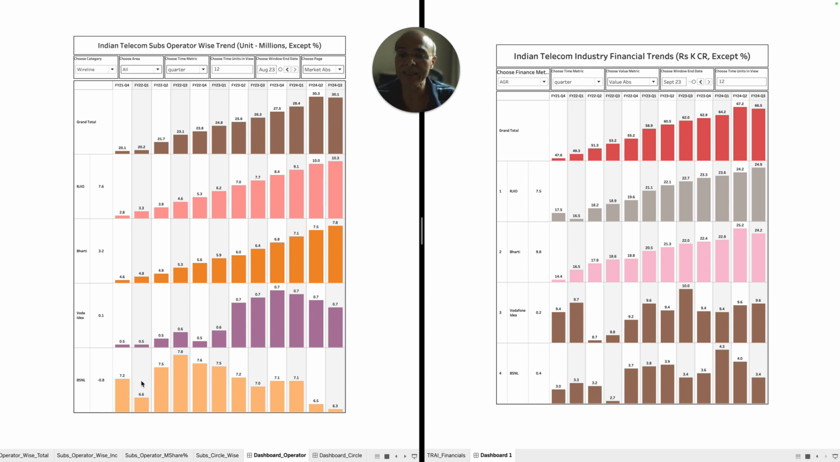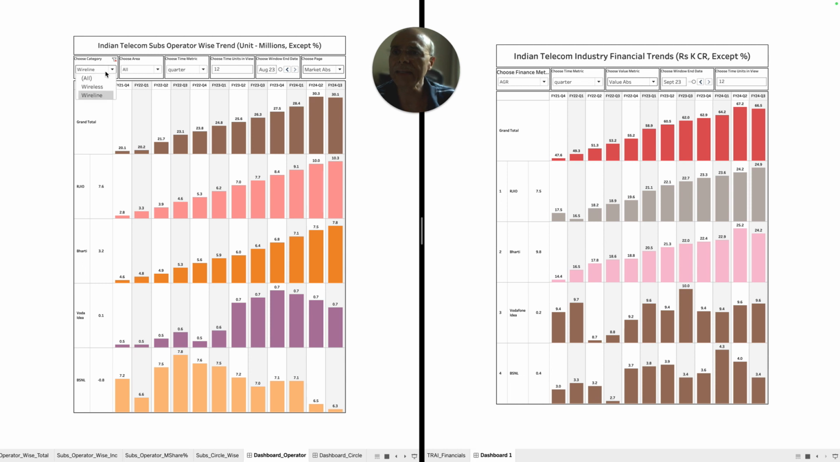Whereas BSNL, which was the prime leader in this space, has dropped. Its market share has dropped because it has not been able to leverage its legacy wireline infrastructure, the fixed line infrastructure which it had from the very beginning. It has not been able to leverage that. Even BharatNet's potential has been largely left unused. So this is where the wireline space is concerned.